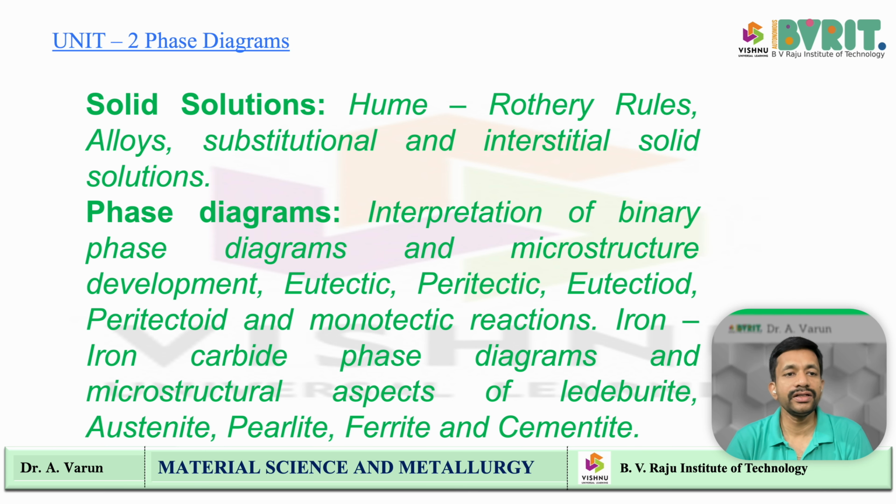In the second unit, that is phase diagrams, we will be discussing what a solid solution is, what the rules are for substitutional and interstitial solid solutions, and this is going to be a detailed discussion on different types of phase diagrams and how we are going to interpret them. And the most important thing in the entire course of engineering metallurgy is the iron carbide phase diagram, and we're going to discuss in detail the iron carbide phase diagram, its microstructural aspects, followed by a few of the important structures and the reactions, of course.